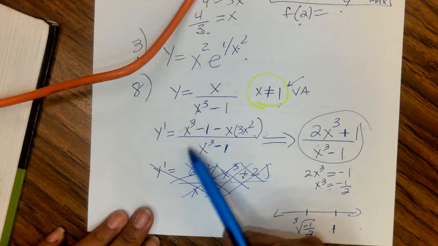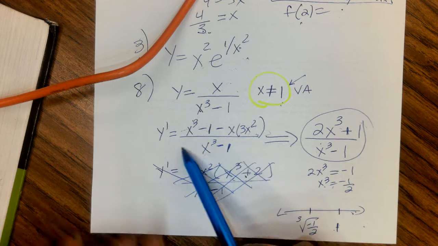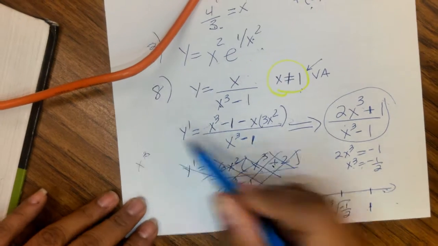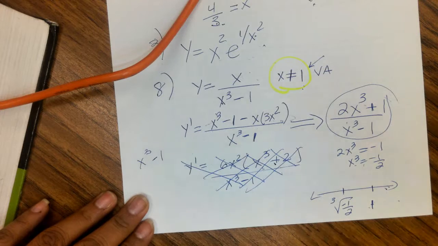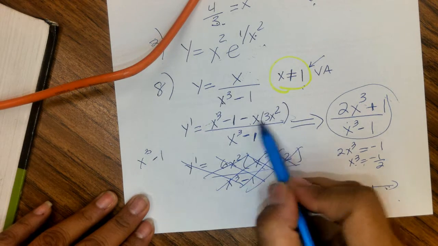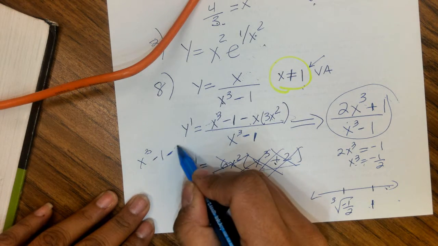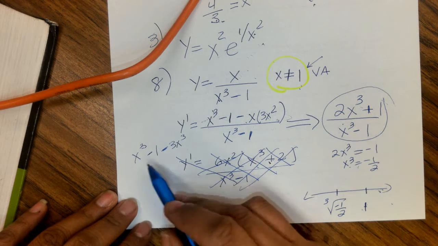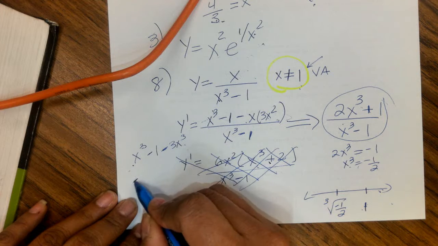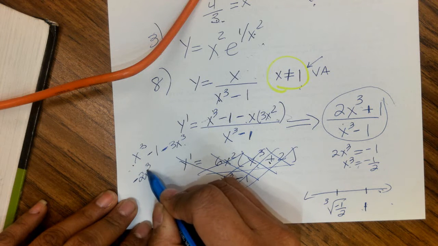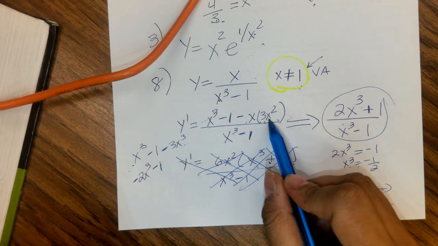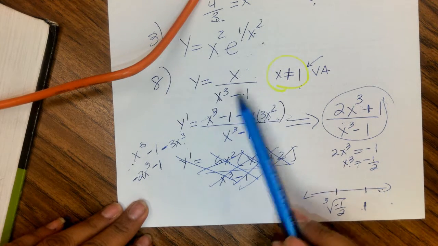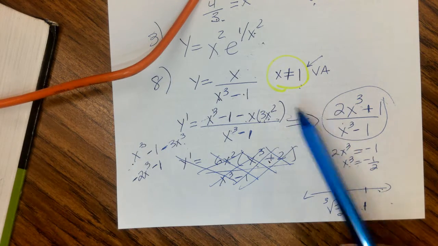Sorry, bear with me. This is going to be x cubed minus 1. This is going to be minus 3x cubed. And then when I combine like terms, I get negative 2x cubed minus 1. So something's not right. Did I copy the problem wrong? I didn't. Okay, let me make sure I did the quotient rule correctly.